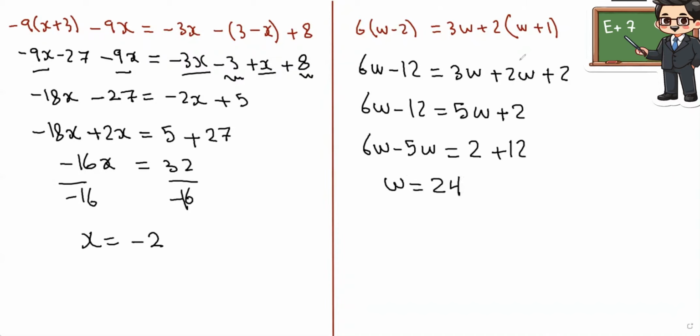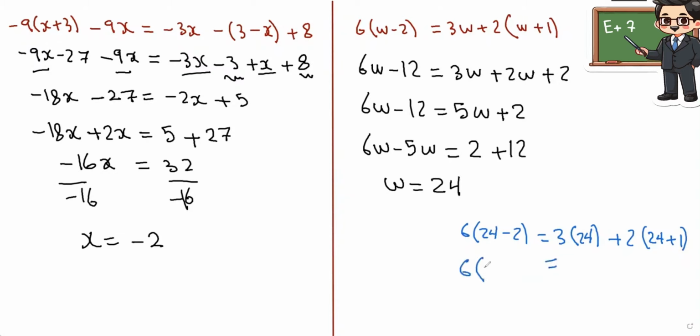Also, you could always go and double check that the answer works, just in case you made a mistake. And therefore, you plug in the w, which is the 24, for all the w's in here, and see if the left side equals the right side. So 6 times 24 minus 2 equals 3 times 24 plus 2 times 24 plus 1. So there we go. Let's see if the left side equals the right side.